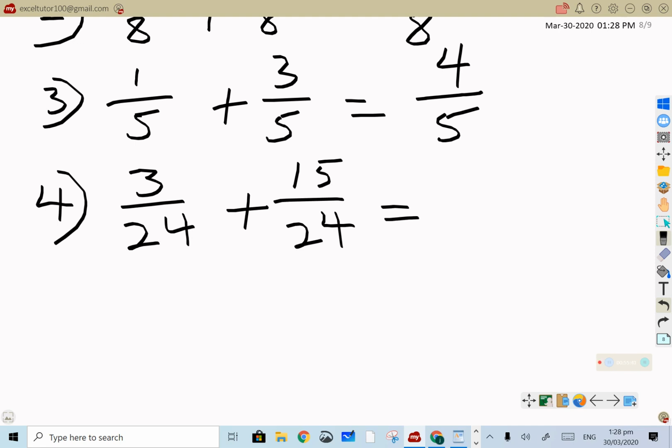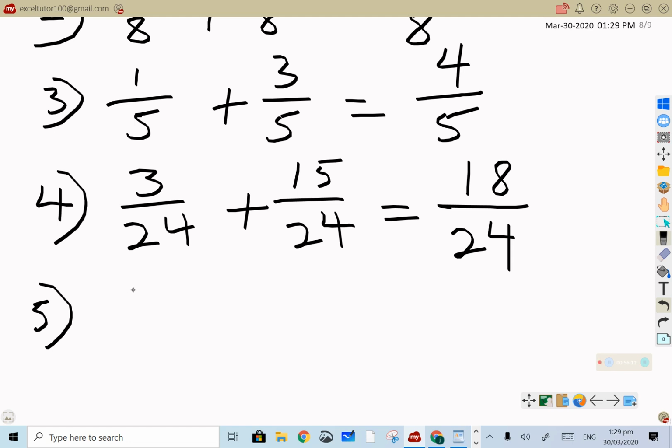15 add 3 is 18, and we keep the same denominator. Now we wouldn't do simplifying or anything like that, so if parents are looking on, you know that some of these numbers you can probably simplify, but that will be too much for them right now. We're just trying to learn the basics, and they would learn simplifying later on.